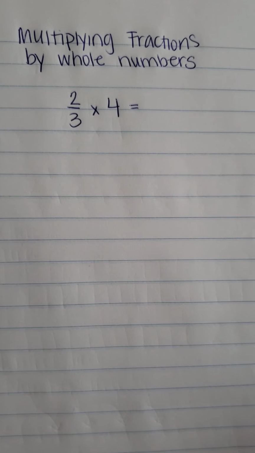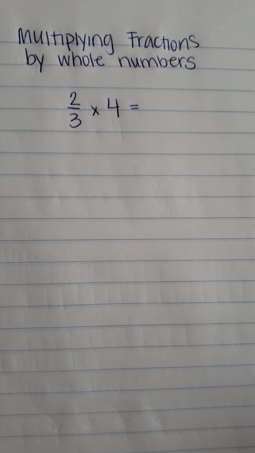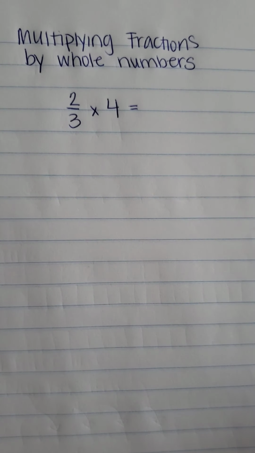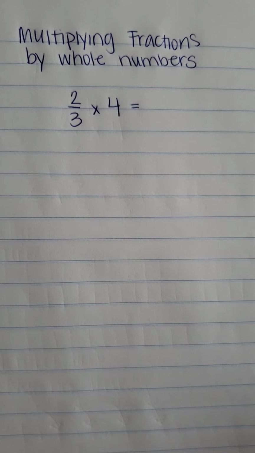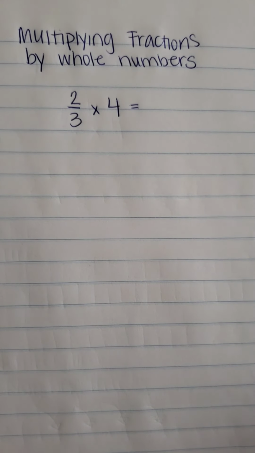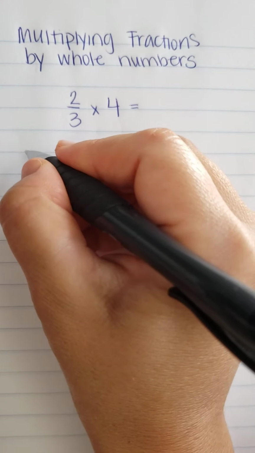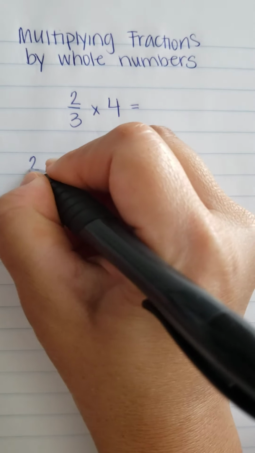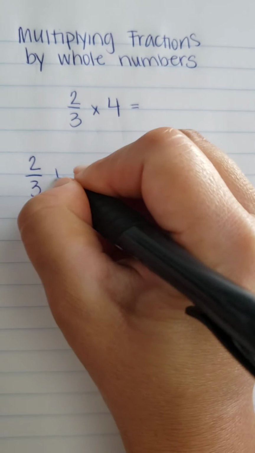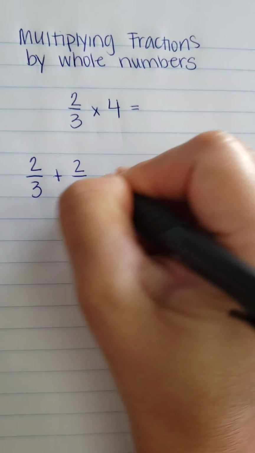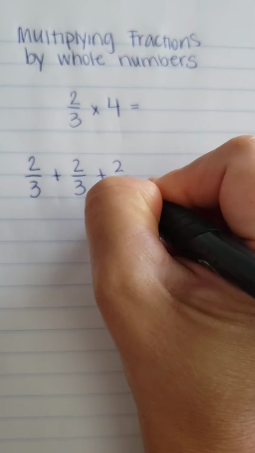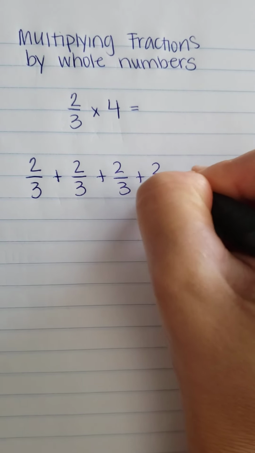I'm going to show you another example of multiplying fractions by whole numbers. This time we will be showing 2/3 times 4. So 2/3 times 4 in repeated addition, I will see 2/3 4 different times. So 2/3 plus 2/3 plus 2/3 plus 2/3.